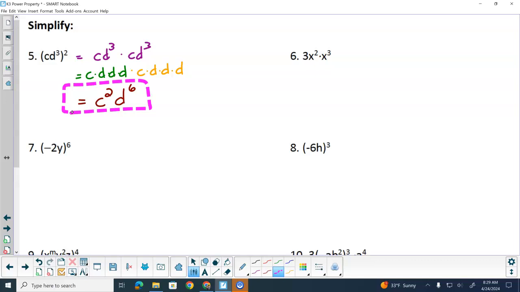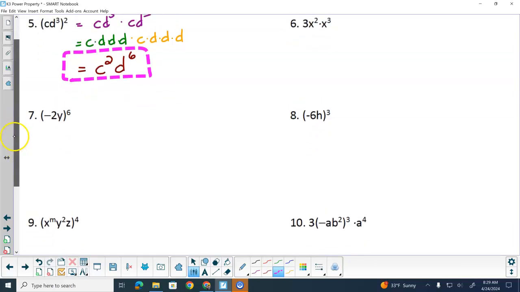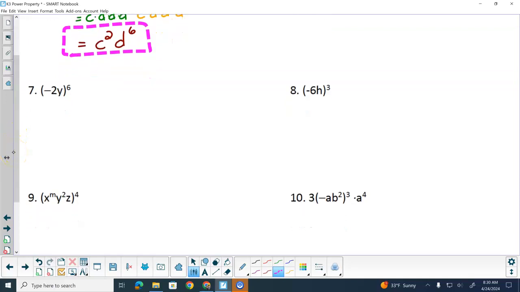One more, Brett? One more. Okay. Which one? You pick one. 6, 7, 8, 9, or 10. 7? Okay. So 7 is negative 2y to the 6th power. So that's going to be what times itself 6 times? Negative 2y, right? So this is going to be negative 2y times negative 2y times negative 2y. That's 3. That's 4. That's 5. That's 6. Right? Okay?